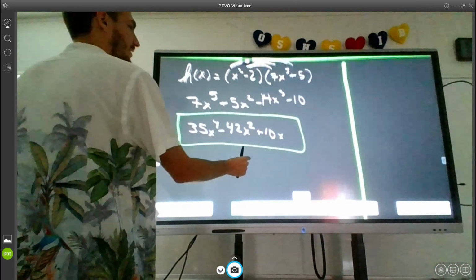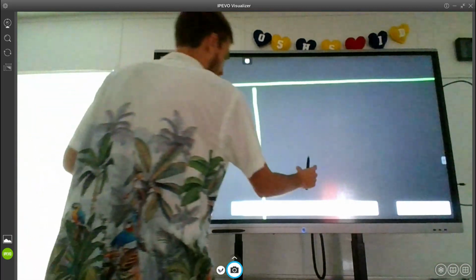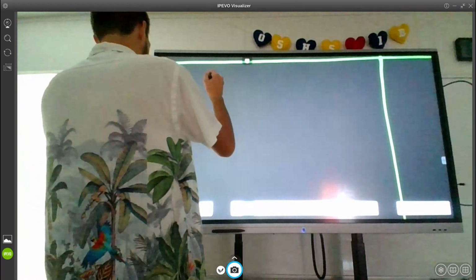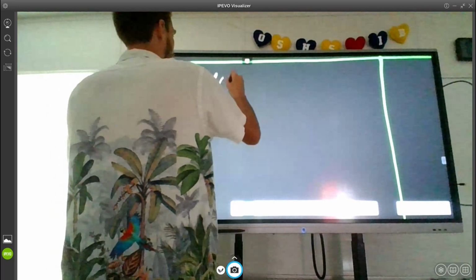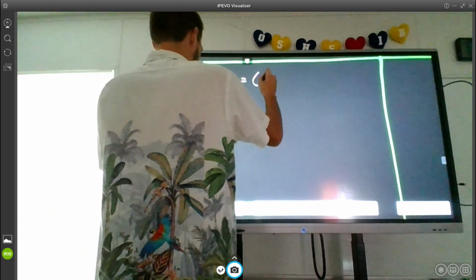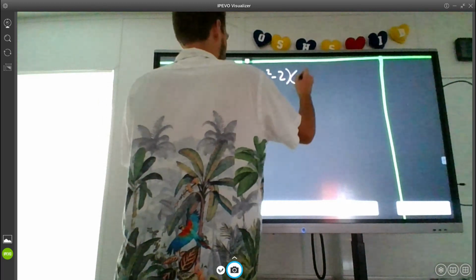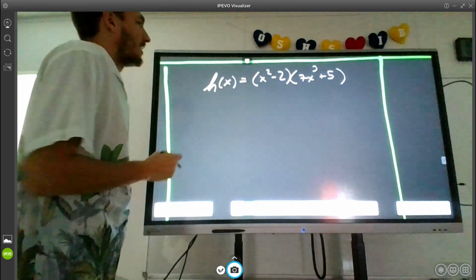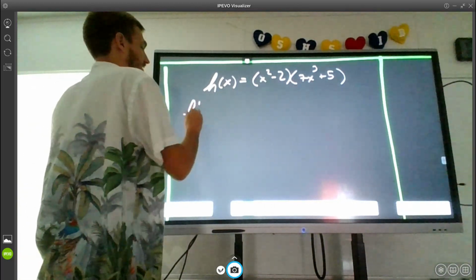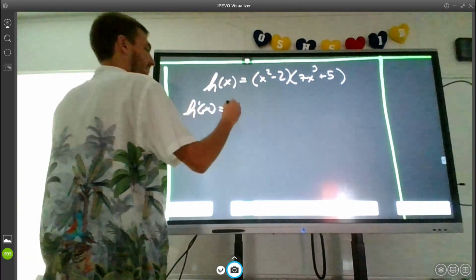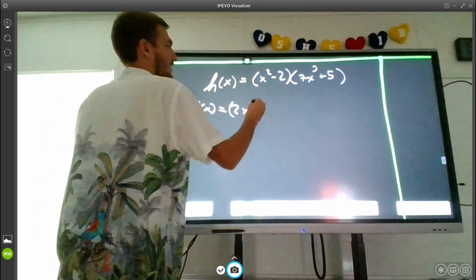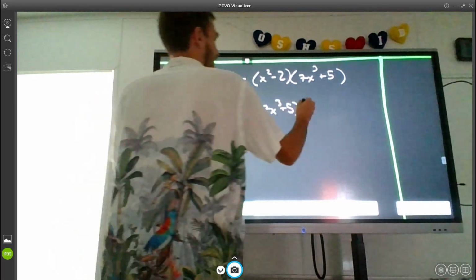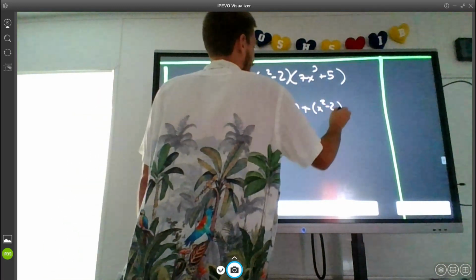Let's do this same question, and let's do it with the product rule. We've got the same thing: h of x is equal to (x squared minus 2)(7x cubed plus 5). Product rule. h prime of x is going to be the derivative here. That's just 2x times the original. Then we're going to keep the original and do the derivative.